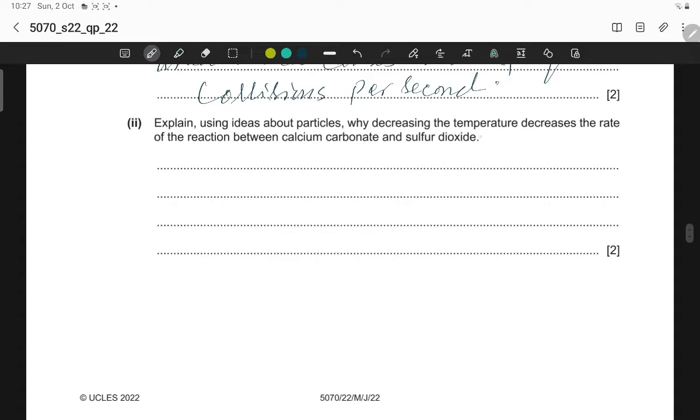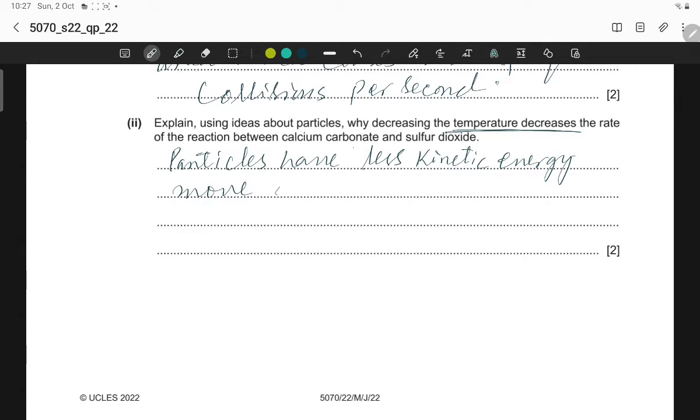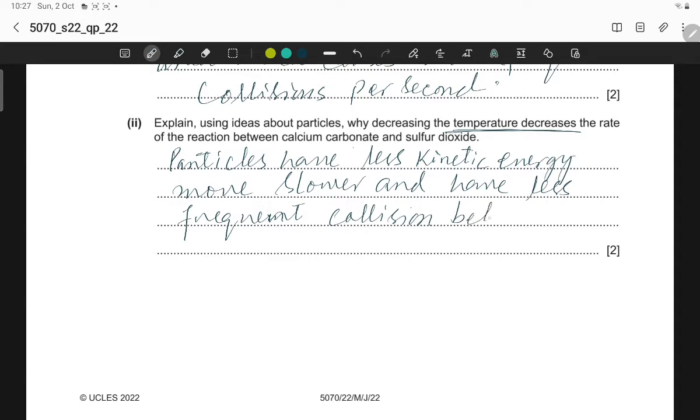Explain using idea about particles why decreasing the temperature decreases the rate of the reaction between calcium carbonate and sulfur dioxide. Temperature decreases. Particles have less kinetic energy, move slower, and have less frequent collisions between the particles.